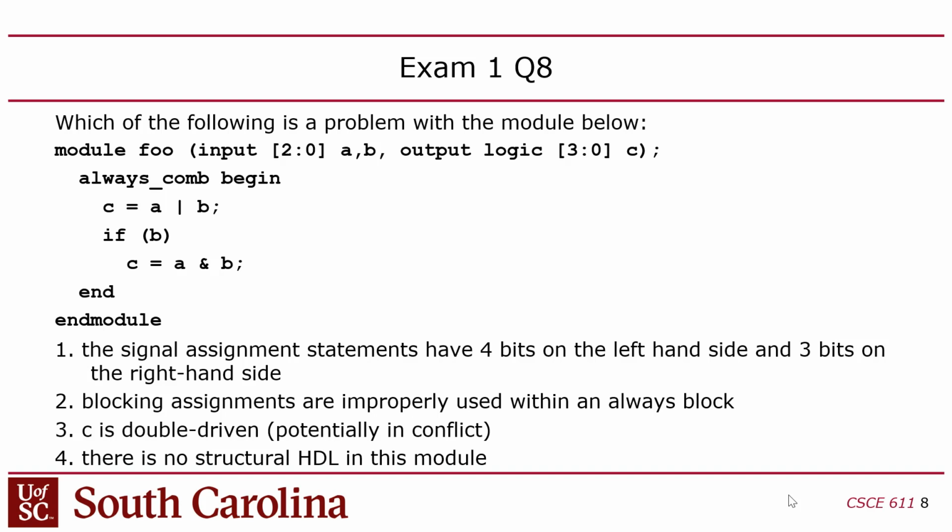So the problem is, one, the signal assignment statements have 4 bits on the left side and 3 bits on the right-hand side, right? Because C is 4 bits and A and B are 3 bits, and the result from this expression and that expression would also be 3 bits, right? You guys with me? Make sense? Okay.